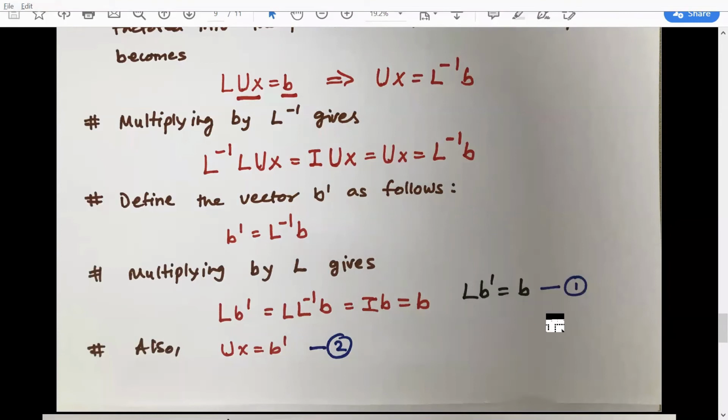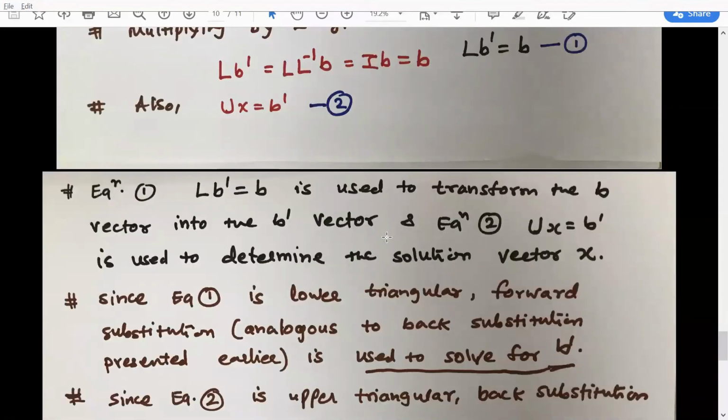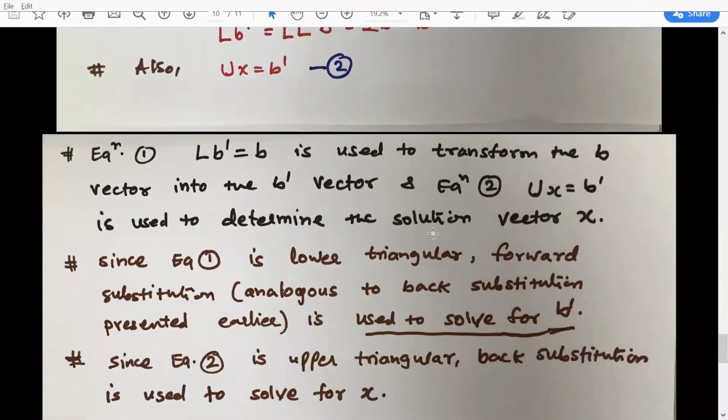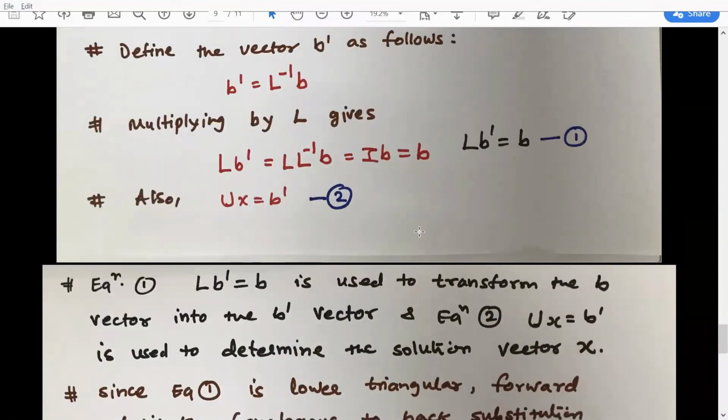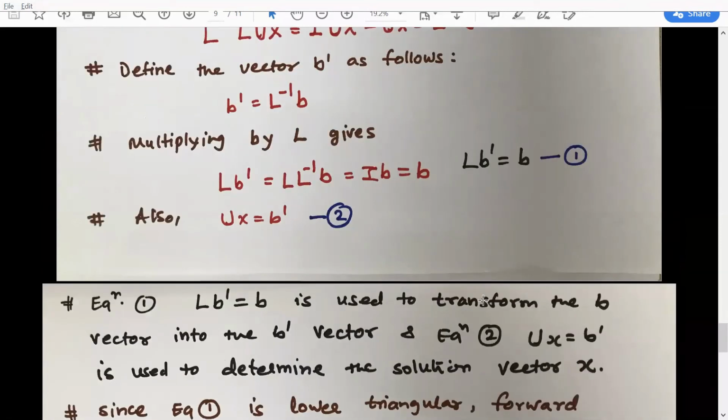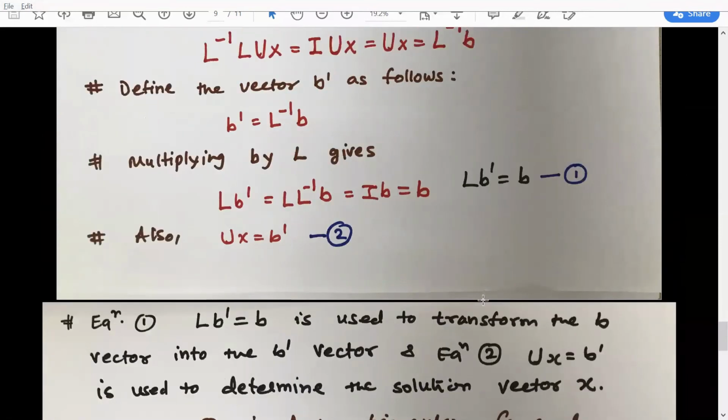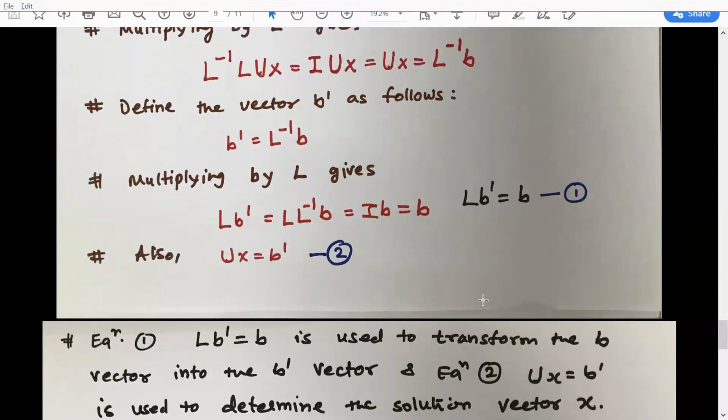So the first job is to get this equation, because only then can I substitute. Once I am able to calculate B dash, I will substitute here and then I can get X. How we do that, we will learn from the example. I will show it on the next slide. I will just read out the meaning of this equation. Equation one, L B dash is equal to B, is used to transform the B vector into the B dash vector.